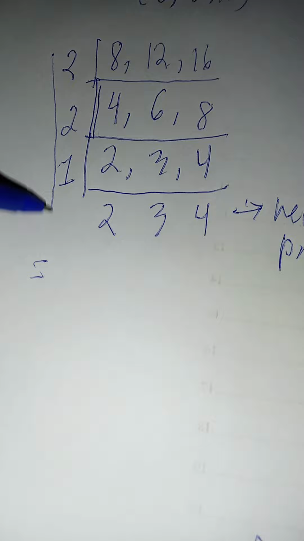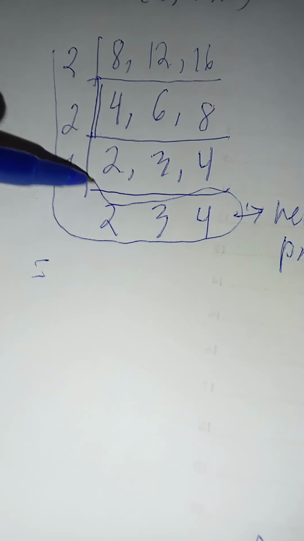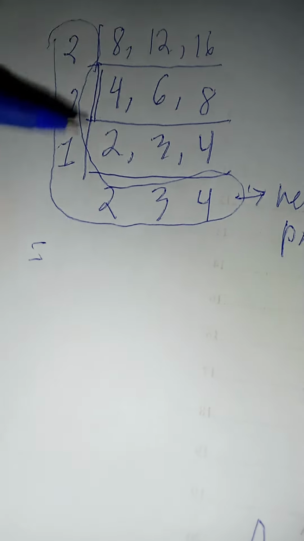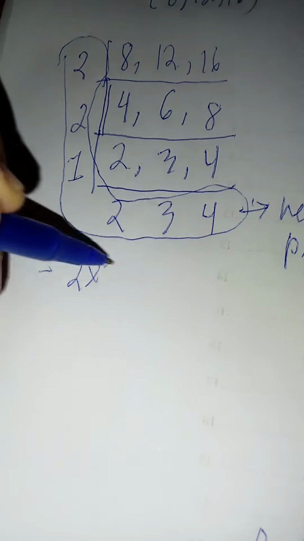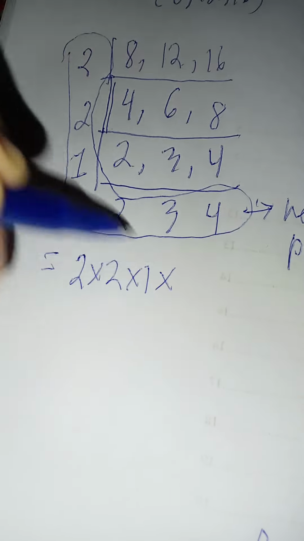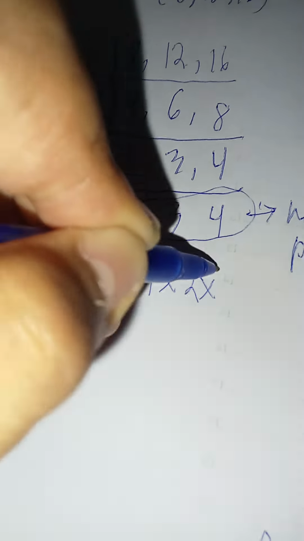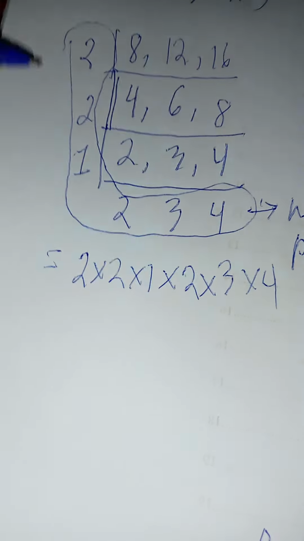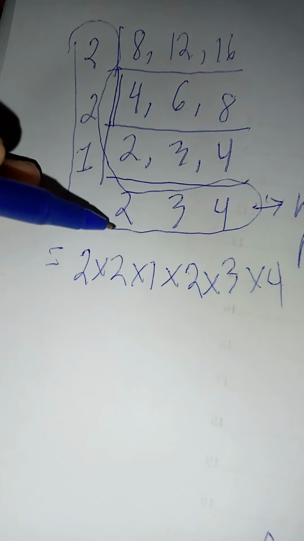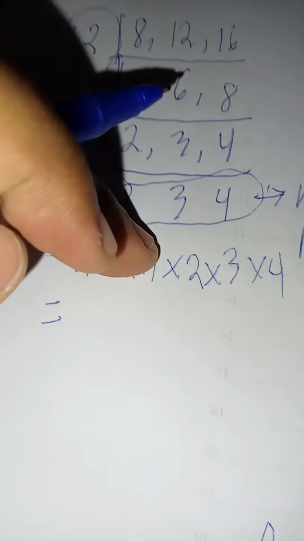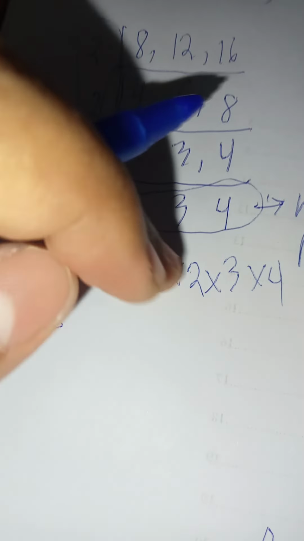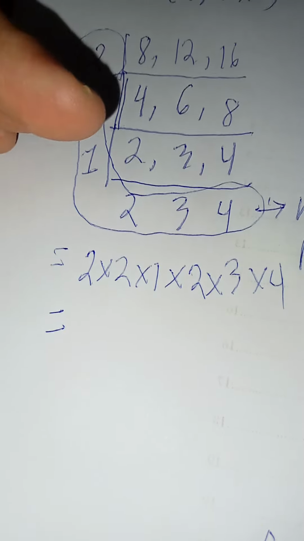So the next step is we get the product. So you have here 2 times 2 times 1 times 2 times 3 times 4. So let's get the product. 2 times 2 is 4, times 1 is 4, times 2 is 8, times 3 is 24, and 24.